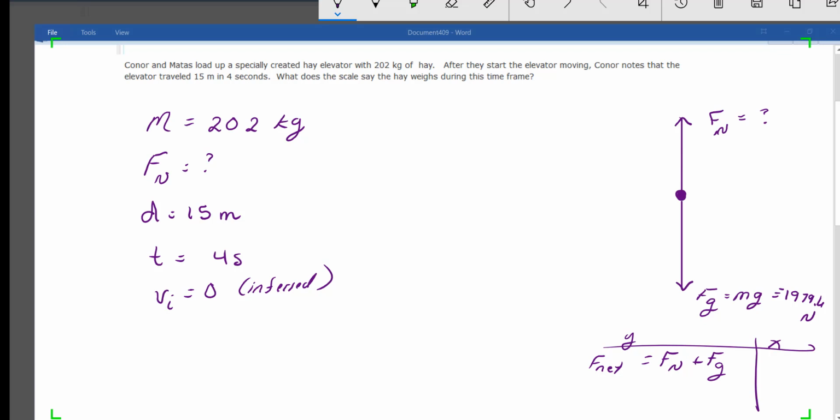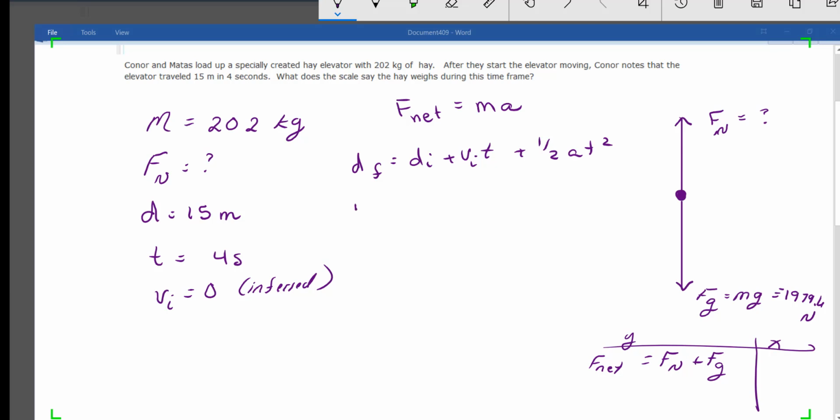Now I'm going to start summing my x's and y's. There are no x forces, so that side is going to stay blank. On the y side, I have Fnet is equal to Fn plus Fg. But I don't know what Fnet is, nor Fn, so I'm going to use my other equation, Fnet equals ma, to find Fnet, but I don't know what a is. So I'm going to have to use one of my kinematic equations to find a, so I can find Fnet, so I can find Fn.